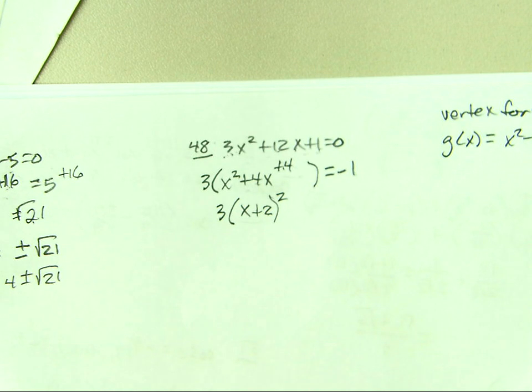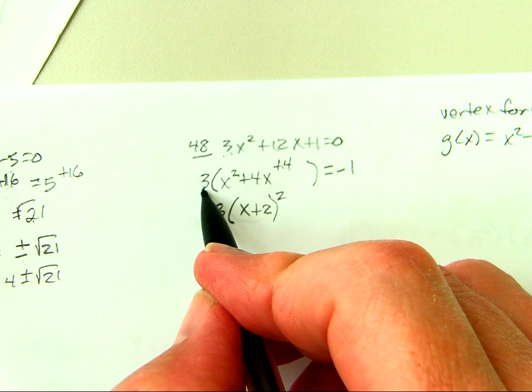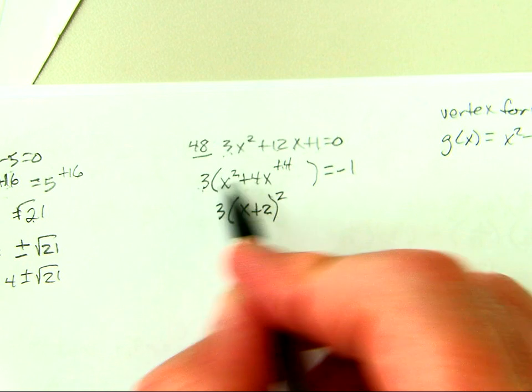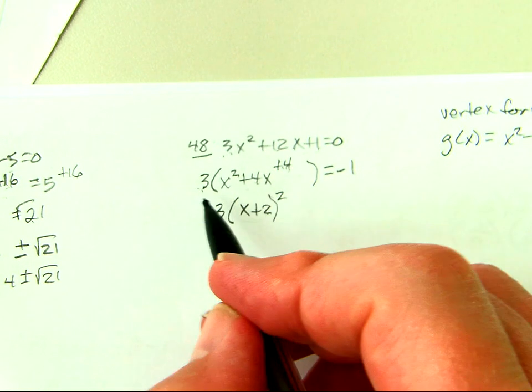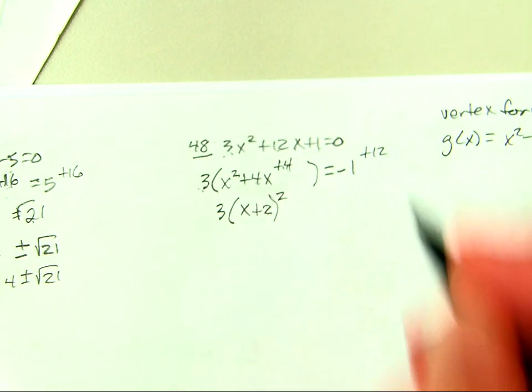Okay. Now, everything inside these parentheses is multiplied by 3. So if we put a 4 in there, it's times 3. We actually added 12, because 4 times 3 is 12. We actually added 12 to the left. Well, to balance that out, we need to add 12 to the right.